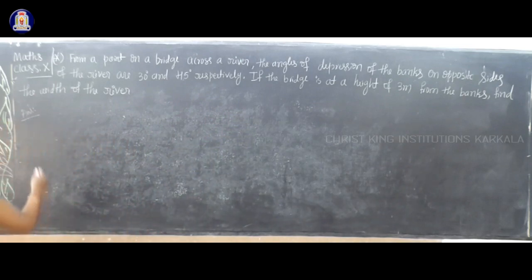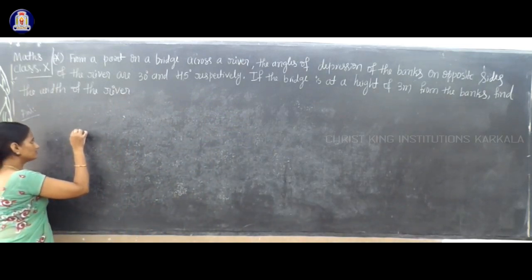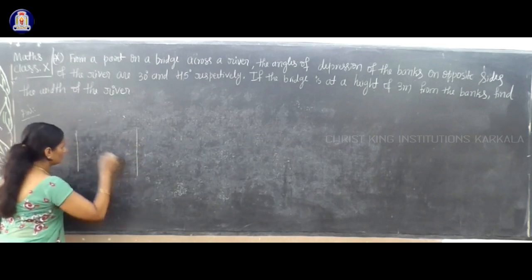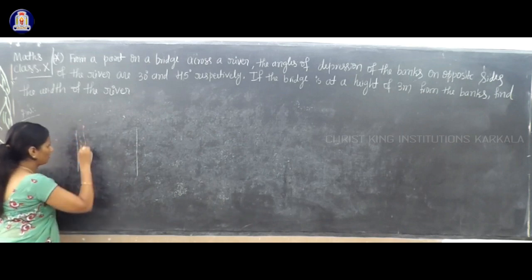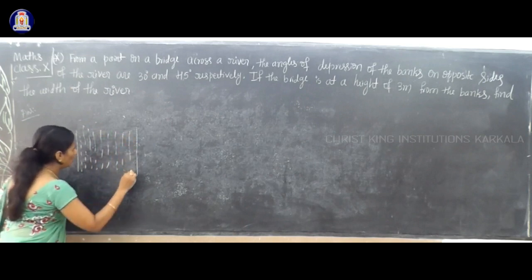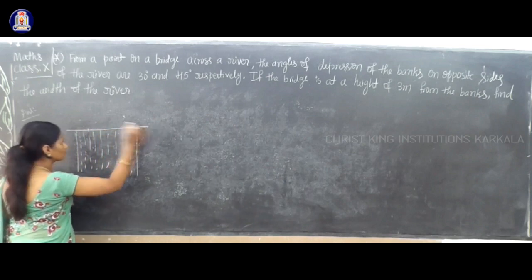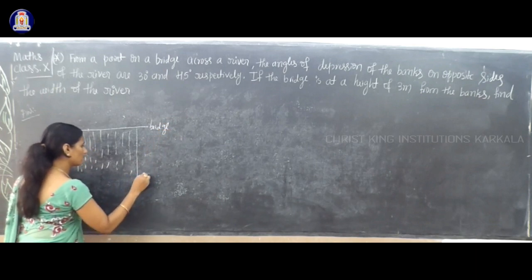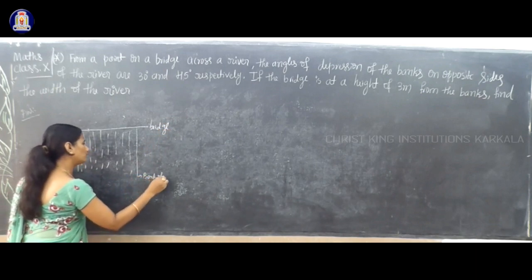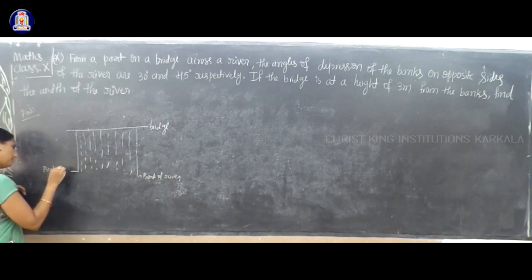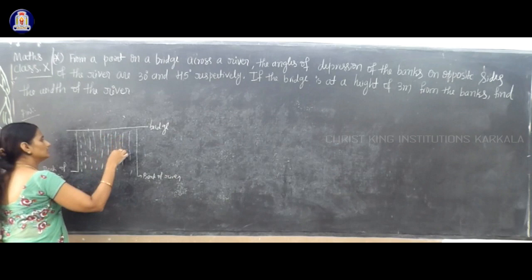So here is the river. This is the bank of the river. On this there is a bridge. This is the bridge. This is the bank of the river, and this is also the bank of the river. The bridge and the river are like this.